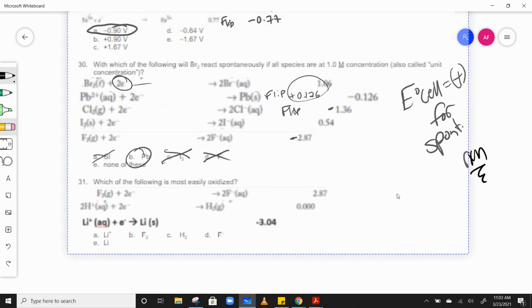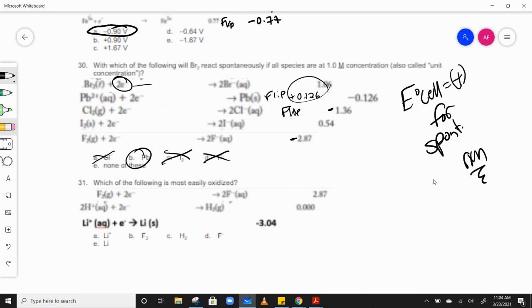31. Which of the following will most easily oxidize? So we're looking for something that's going to be oxidized. So basically, you flip these, right? This one, F2, wants to be reduced. It won't be oxidized, so we can automatically get rid of that. Same thing with H+. H+ won't be oxidized. It will be reduced, so we can get rid of that one. But it's also 0.